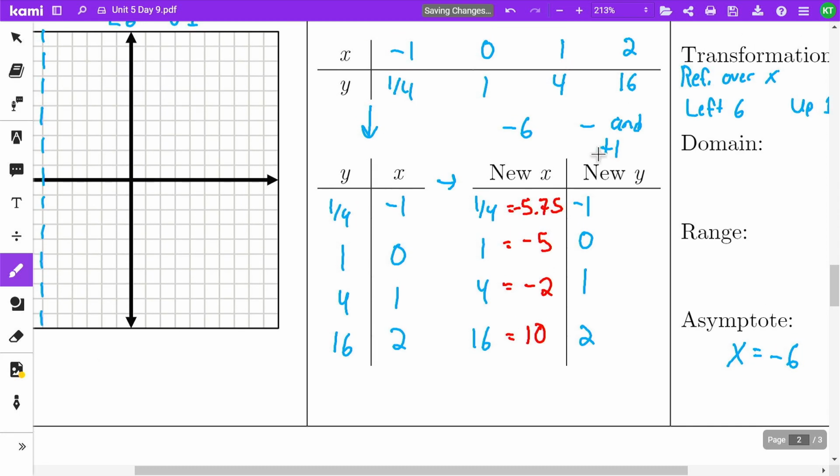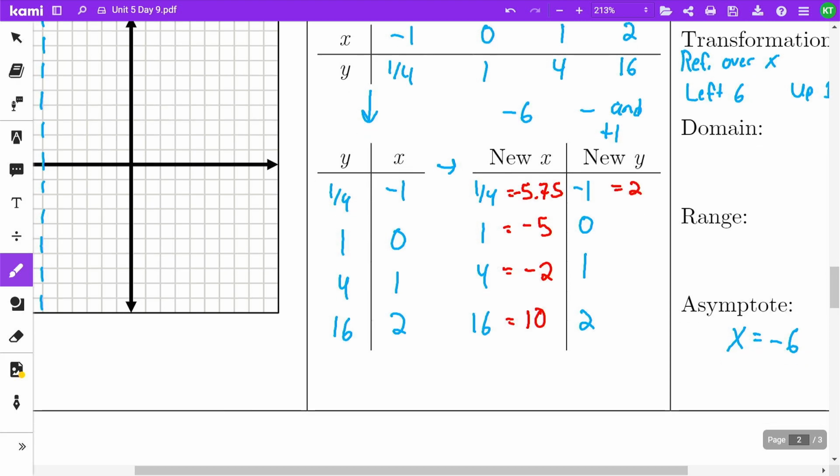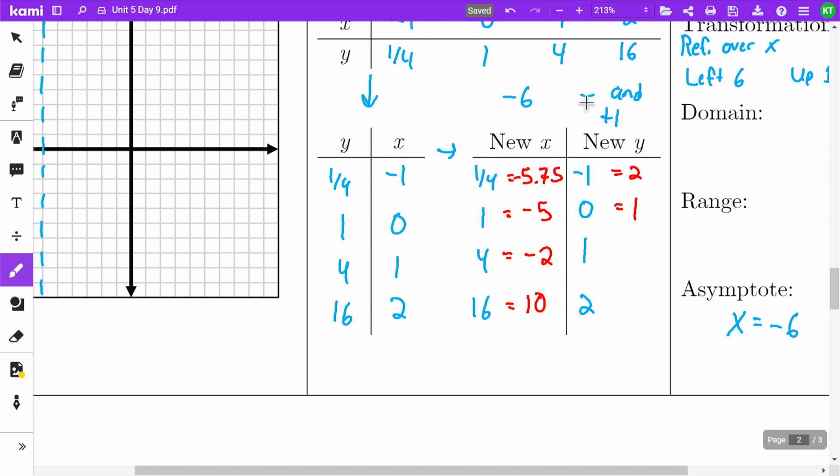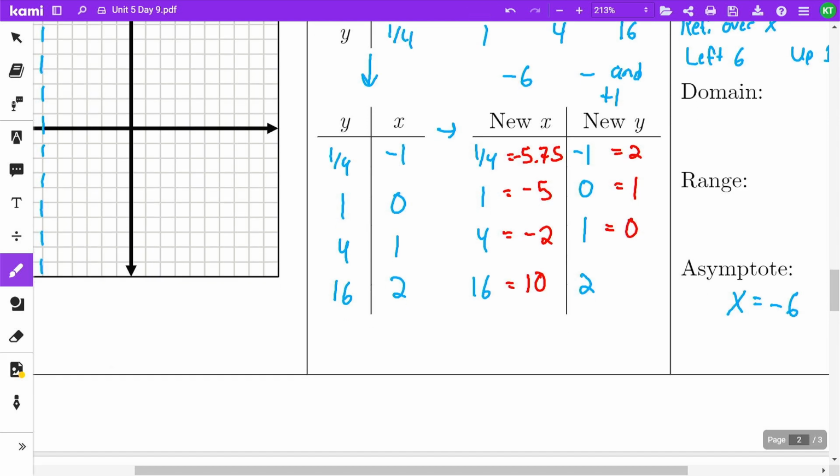And then for my y's, I'm going to multiply it by a negative and then add 1. So that would give me negative 1 times negative 1 will give me 1 plus 1, which is 2. Multiplying by a negative won't change 0, so I'll just add 1 to give me 1. Negative 1 times 1 would give me negative 1 plus 1, so that's going to be 0. And then negative 2 plus 1 is going to give me negative 1. So here are my new x and y values.